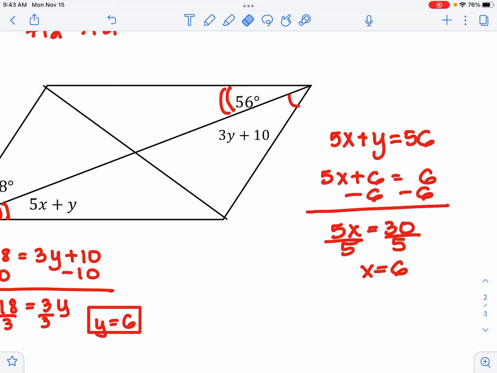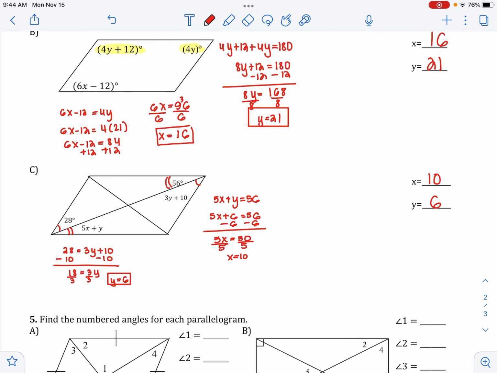Okay, wait, that's a mistake right there. That was supposed to be 56. My bad. Subtract 6 from both sides and you get 50. Divide by 5, you get 10. Thought I made a mistake there. There we go, but I caught it.